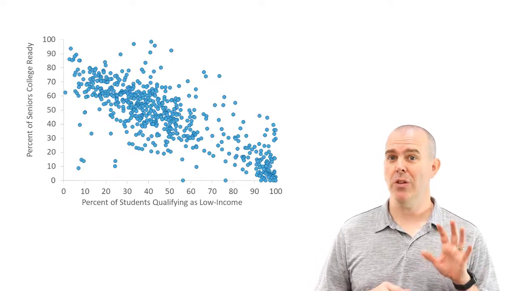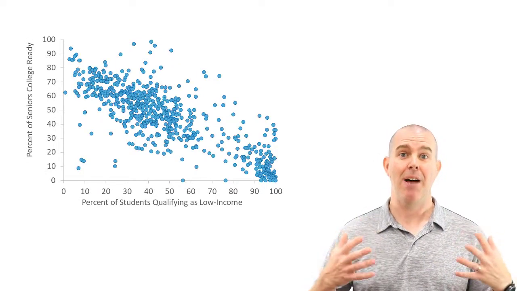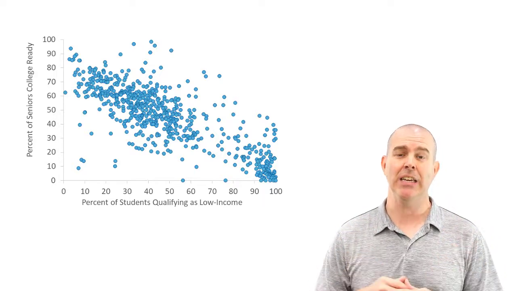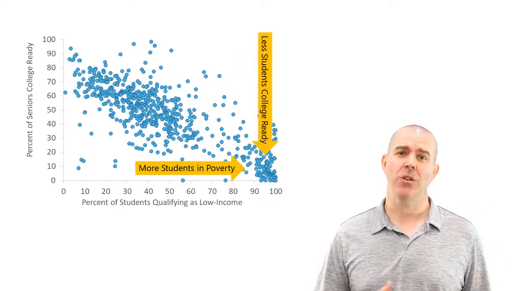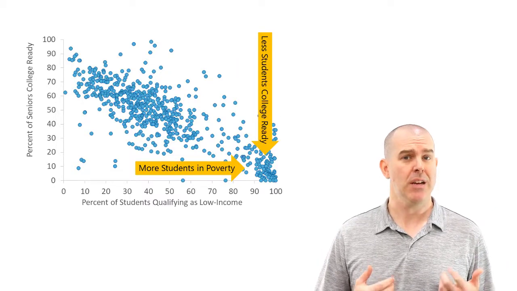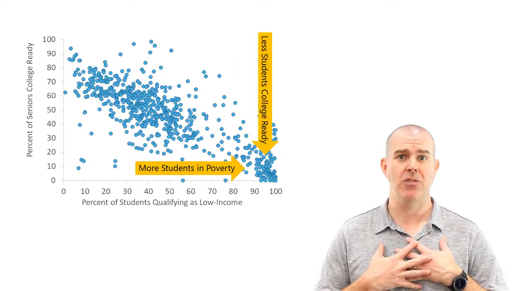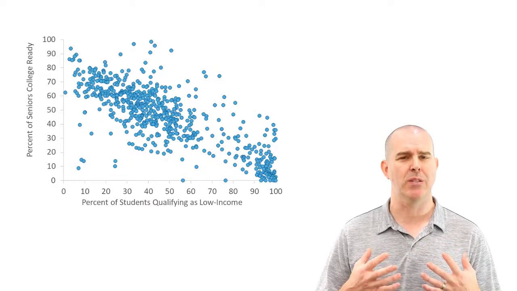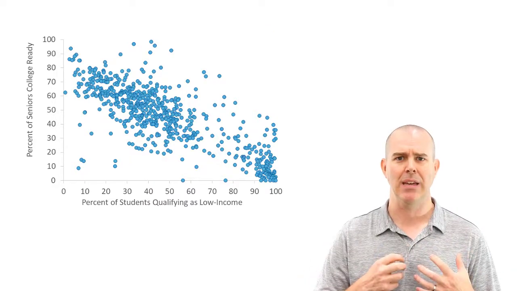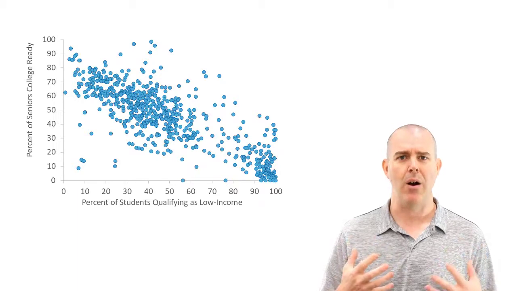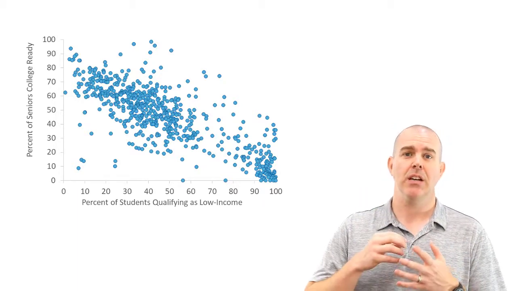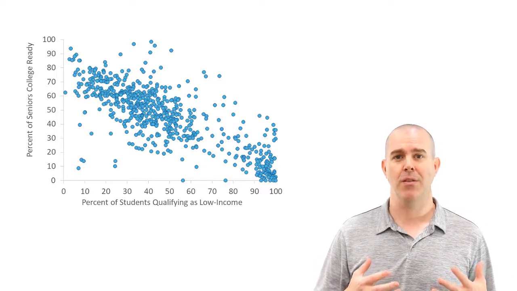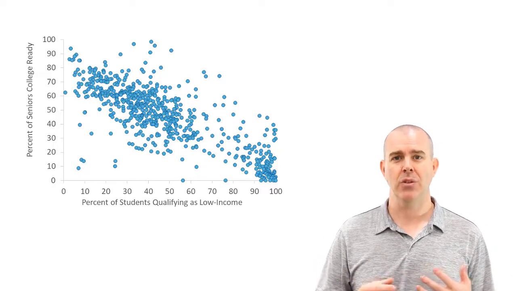Now, if you're looking at that graph, there should be an obvious trend here. Clearly, the more students that are low income in a school, the fewer students are college ready in that school. And that's pretty astounding. When I saw that the first time, I kind of knew to expect that, but it really hit me. That is profound, really pronounced. Clearly, the more students that live in poverty, the fewer students are college ready.